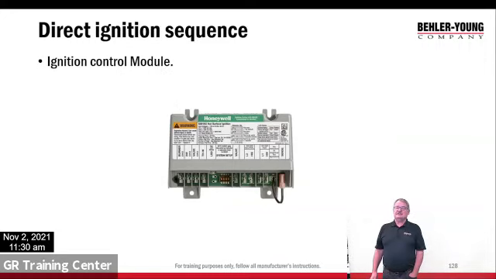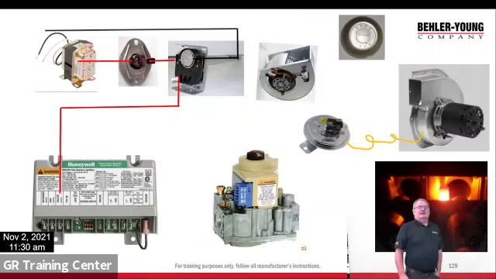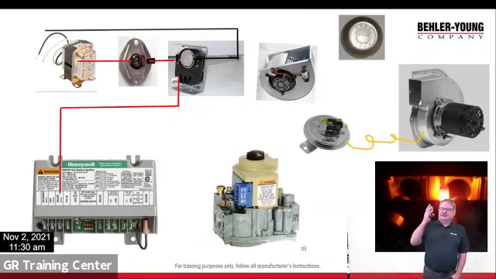Okay, so this didn't use an igniter or a hot surface igniter. This goes direct spark. Okay, so it's going to spark, it's going to ignite directly. So the electrode is going to directly light the main burner. All right, but either one, they work pretty much the same way. So what happens?